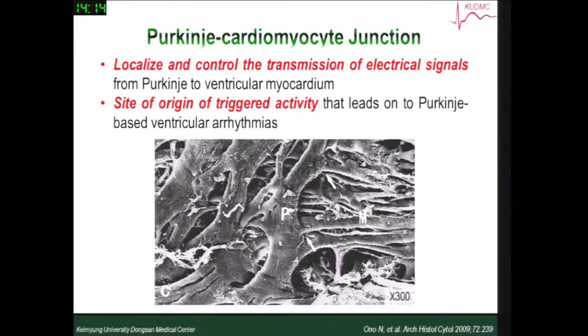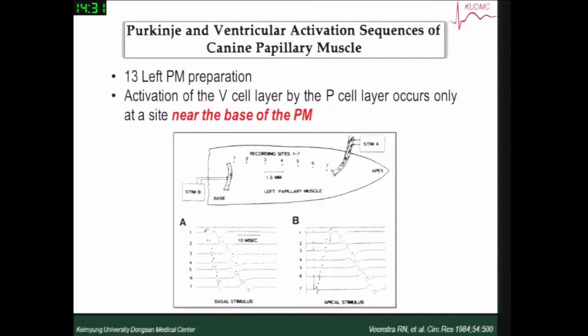In a high magnified view, they found the junction between the Purkinje fibers and the muscular trabeculation. They found that this is the electrical signal transmission site, and it's a site of triggered activity of the Purkinje fibers.